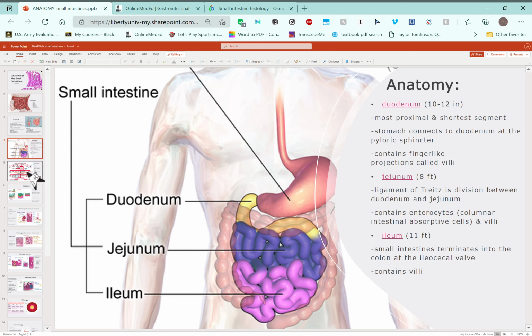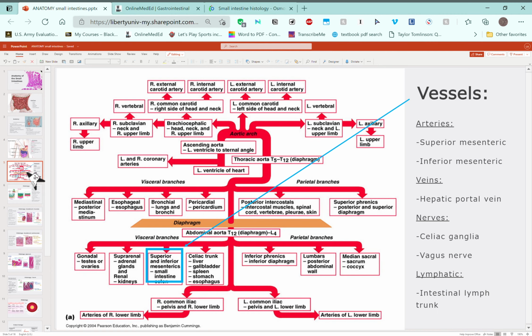It also contains special structures called Peyer's patches, which we will go into later on in the PowerPoint. Moving on to the vessels of the small intestines.